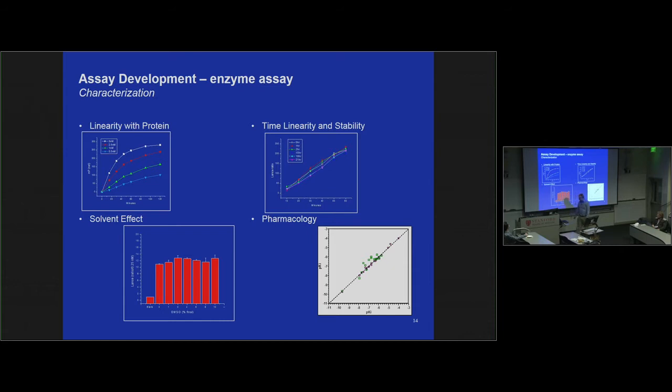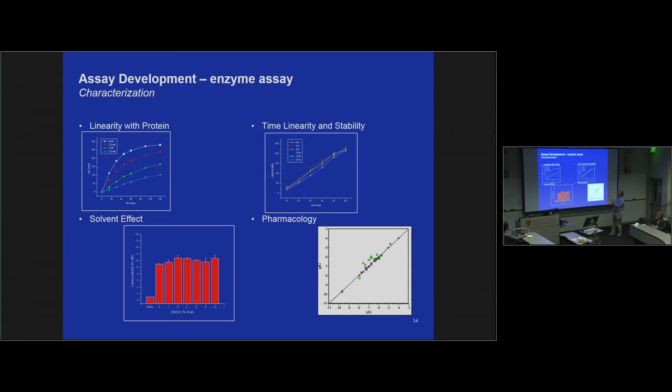Okay, so once you've developed an assay, one of the things you need to do is characterize it. Again, we need a very robust assay for HTS. So obviously one of the things you want is a linear increase in initial rates with more protein. It's kind of frightening that you sometimes don't see that.